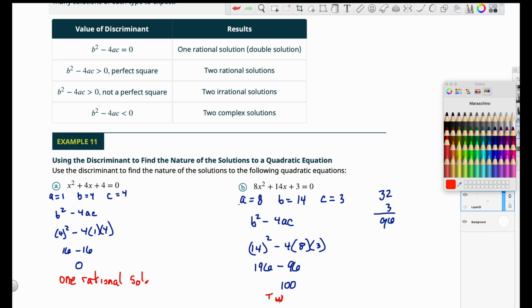Remember, rational solutions don't have a radical in there. This is going to be able to be written as a fraction. That's what rational means. So, two rational solutions.